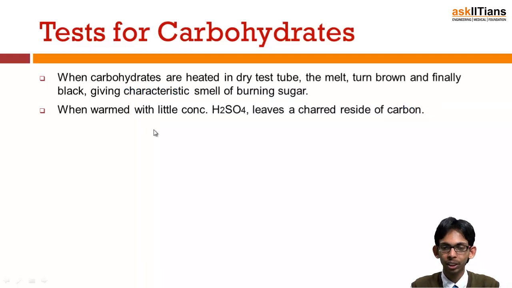Now there are some chemical tests for carbohydrates. When a carbohydrate is heated in a dry test tube, first the sugar melts, then the melt turns brown and finally black, giving rise to the characteristic smell of burning sugar, and this is a primary test for carbohydrate. Next, when the carbohydrate is warmed with a little concentrated sulfuric acid, it leaves a residue of carbon which is black, and it is also known as burnt sugar.